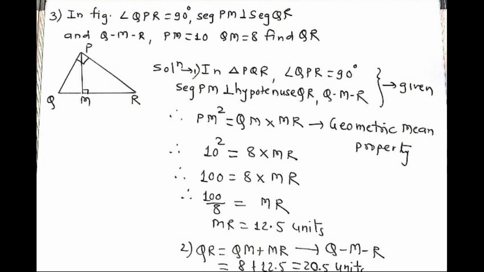Now we'll find out QR. QR is equal to QM plus MR as Q-M-R, that is 8 plus 12.5, that is 20.5.